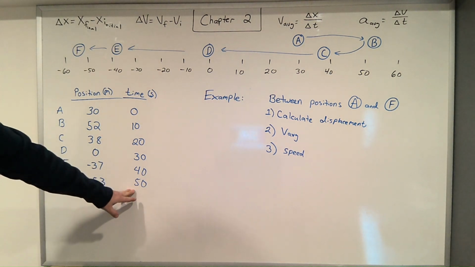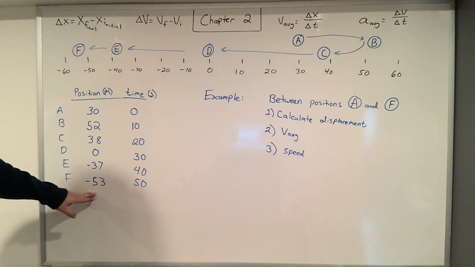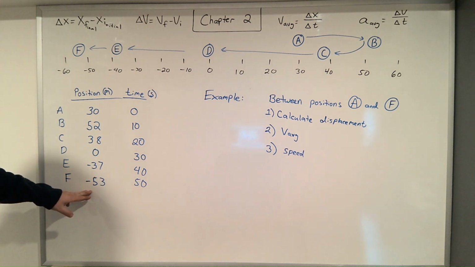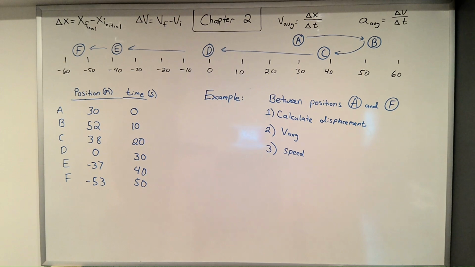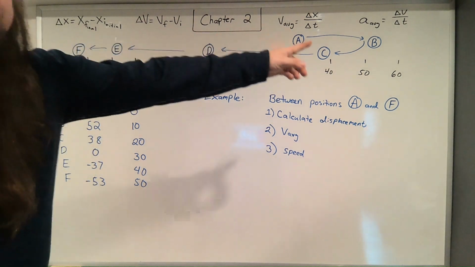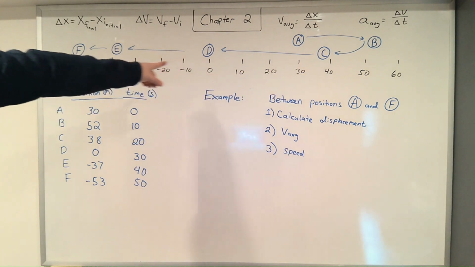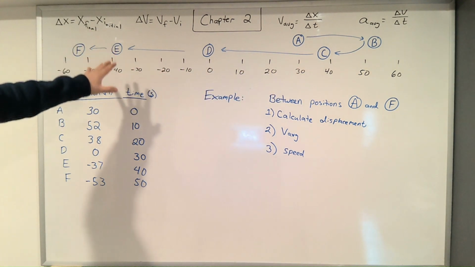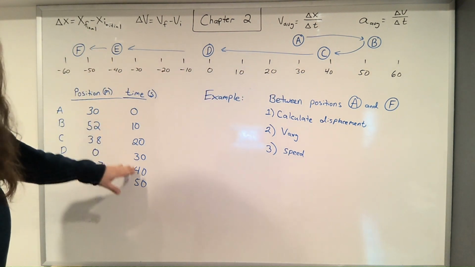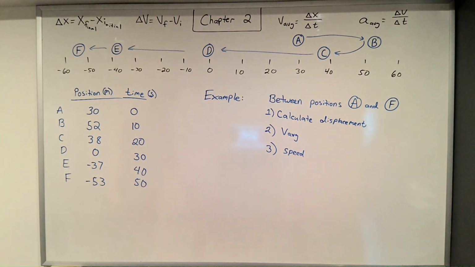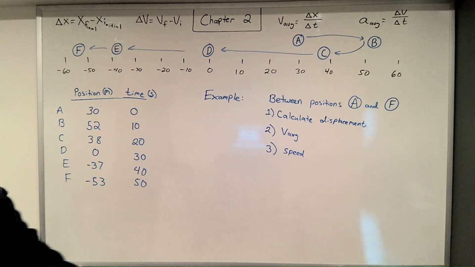It continues to back up all the way to position F. That is now 50 seconds that has passed, and its current position is negative 53 meters. Okay, so hopefully that makes sense. The car will go forward and then back up all the way at these different positions. Each position represents 10 seconds of time has passed. All right, so that's the build up to our questions.